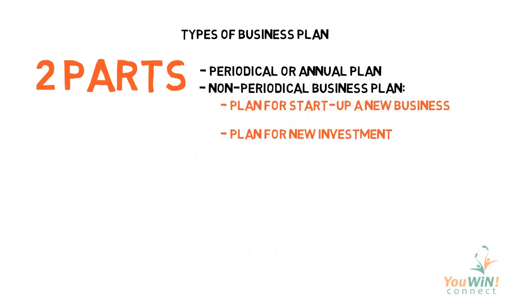One, it could be a plan to start up a new business, or it could be a plan for a new investment. Usually, a non-periodical business plan would feature objectives which range from 3 to 5 years.